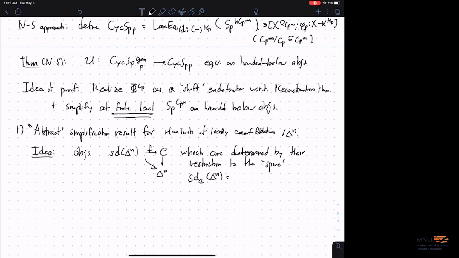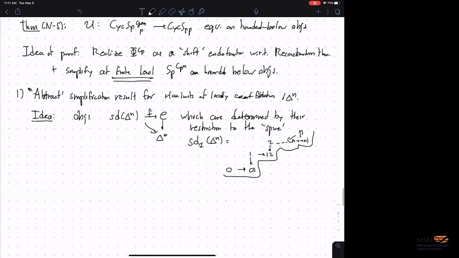By which I mean I just look at strings where I have two objects and they're adjacent. So let me just draw it, for instance. So this is what I think of as the spine of the subdivision of delta n. So let me say that if you look at the restriction of objects in this right lax limit to the spine, if you unwind the definition, this will decompose as an iterated fiber product.